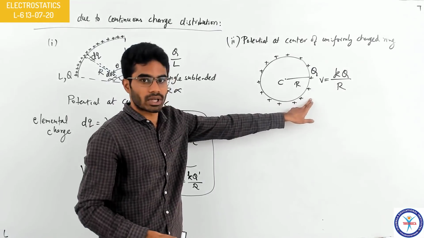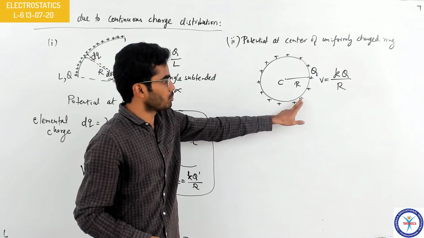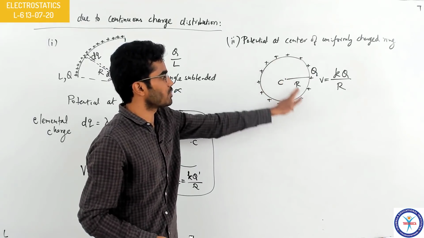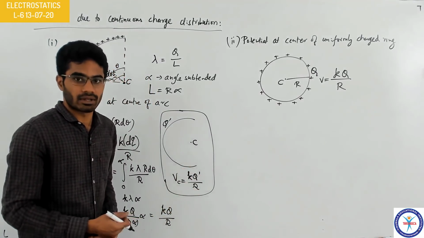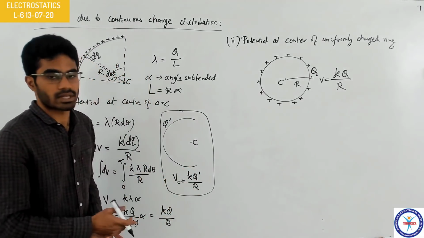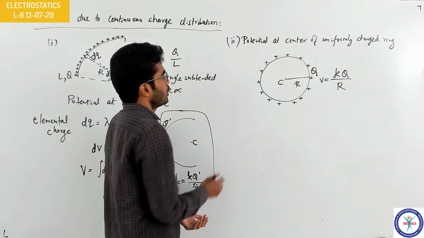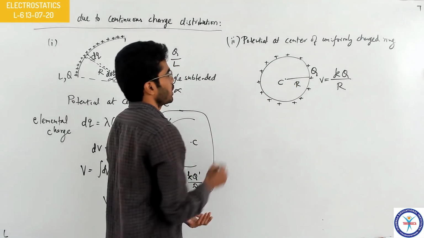Suppose you take this location, which is exterior to the circle. Now the distance from the charges is, this is closest and this is far, and this is even farther. So the distance here varies and it becomes difficult to integrate. But at the center it is very easy. It is kq by r. This is for a uniformly charged ring. All the charges are equally at the same distance r.